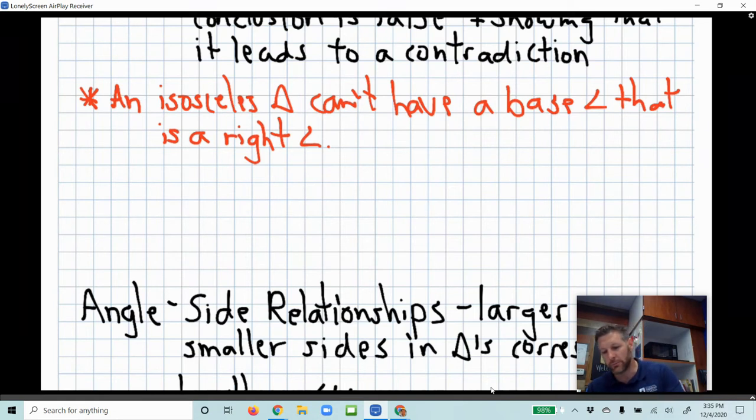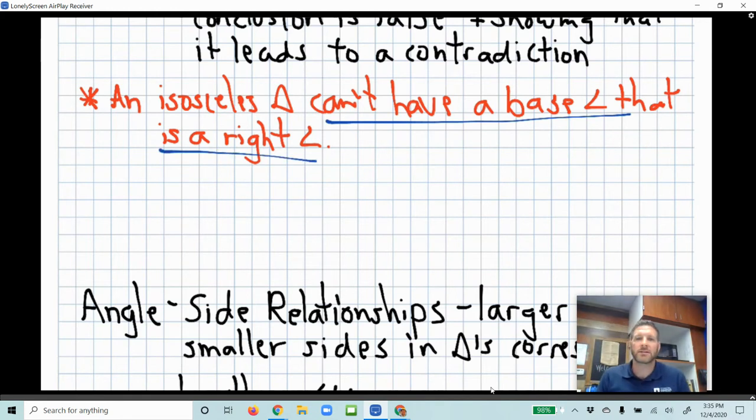And so an indirect proof starts with saying, okay, let me take what it says. It says it can't have a base angle that is a right angle, and say, okay, well, no, it can. It can have a base angle that is a right angle. So let's prove that. Let me try to prove the impossible to show that the other thing must be true. So what happens if an isosceles triangle has a base angle that's a right angle?